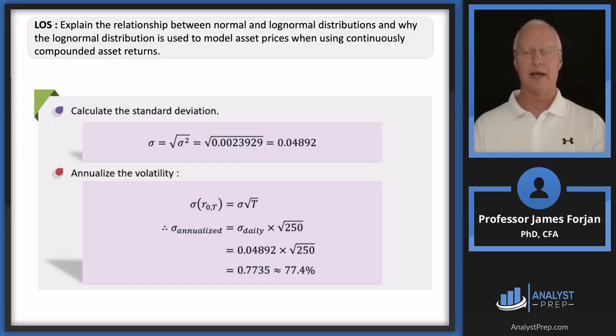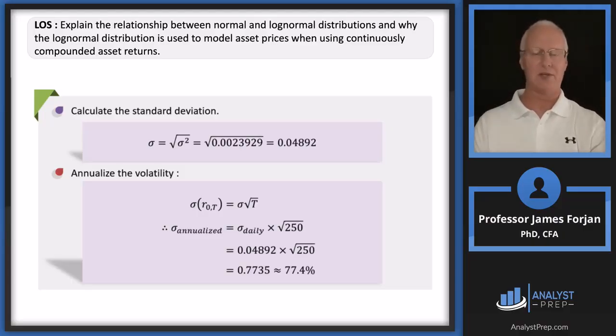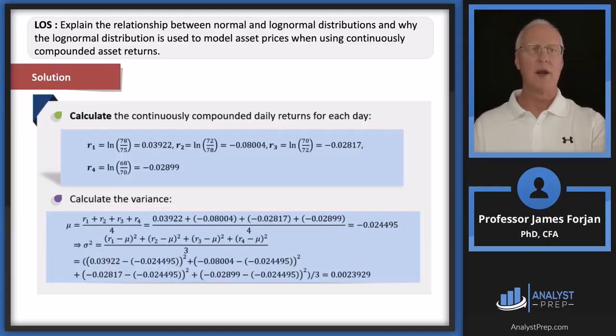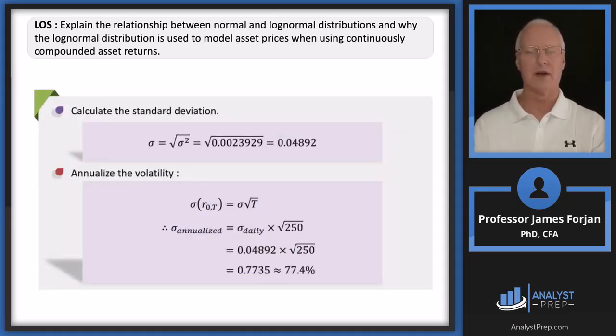We're going to take that 42,363, the daily standard deviation, and then transform that, or annualize it, by multiplying by the square root of 250. Notice that nowhere in here are we told there are 250 trading days in a year. So that's the number that you'll have to remember.